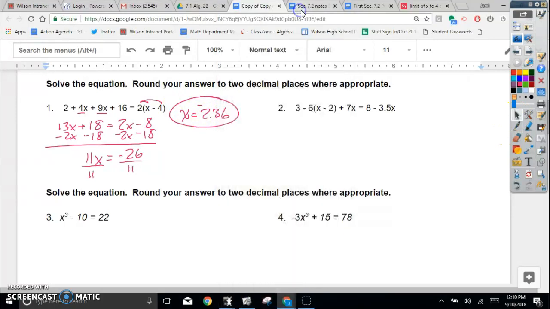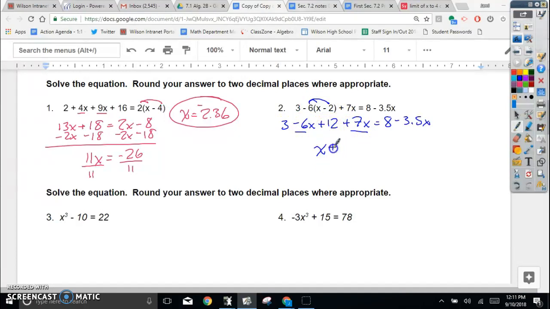Okay, so let's go ahead and jump to 2. I'm going to distribute in this negative 6. So this will be 3 minus 6x plus 12 plus 7x equals 8 minus 3.5x. Now notice this negative went with the 6 in. So like terms, that'll give me 1x. 3 plus 12 is 15. Still have my 8 minus 3.5x.